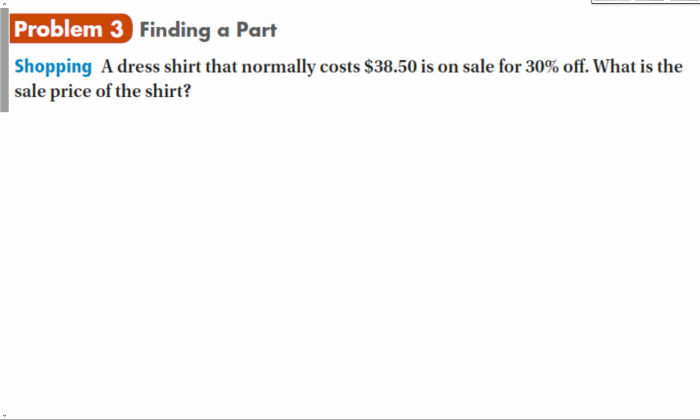So when we're finding a part, it's usually a little easier to use the percent equation. Okay? A dress shirt normally costs $38.50 and is on sale for 30% off. What is the sale price of this shirt? So what we're doing is finding the part. We have the base, that's 38.50, and we have my percent. So that's 30% times 38.50.